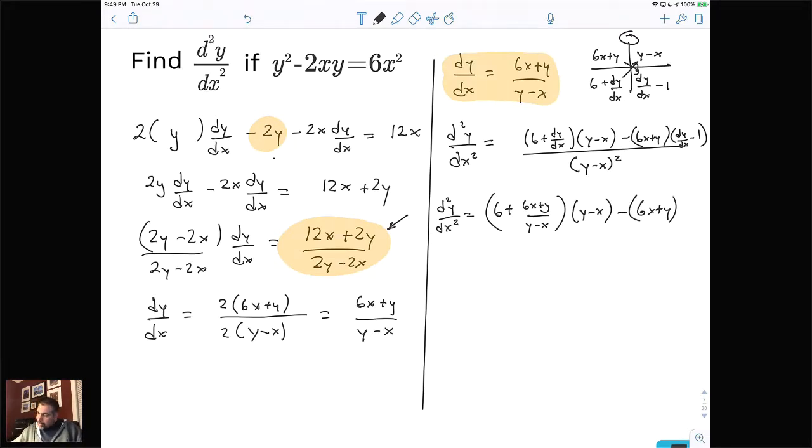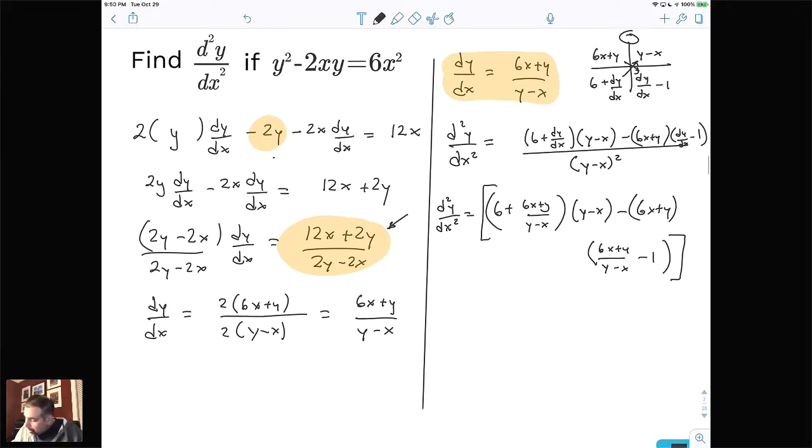I apologize, I'm running out of room. I'm going to squeeze it in, so I'm just going to write it down below. But I'm not going to use dy over dx. Literally, I'm going to plug in for it again. And I'm going to get 6x plus y over y minus x, and then minus 1 there. Don't forget the minus 1. And that entire expression is the numerator of my answer. What do I still have? I still have that denominator floating around. So it's all going to go over y minus x quantity squared.